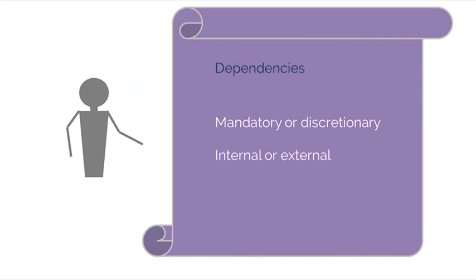Another tool and technique is dependency determination. Dependencies can either be mandatory or discretionary, internal or external, or a combination of each. For instance, mandatory external. Mandatory dependencies are often referred to as hard logic and are inherent in the nature of the work, such as physical limitations, or they may be due to contractual obligations. If you are working on building a new product, a prototype has to be built before it can be tested.